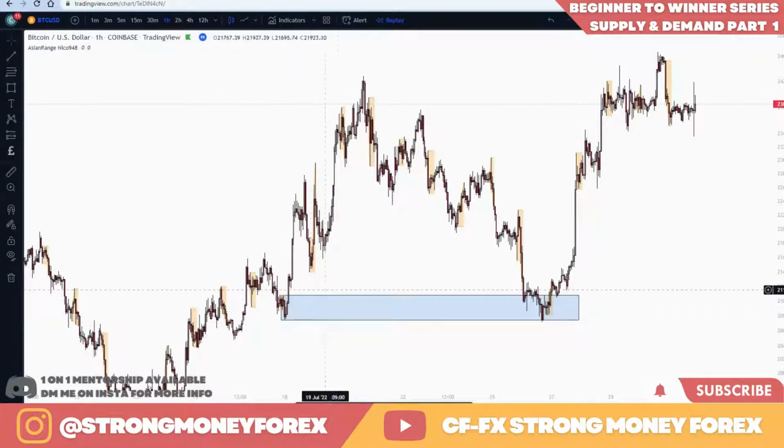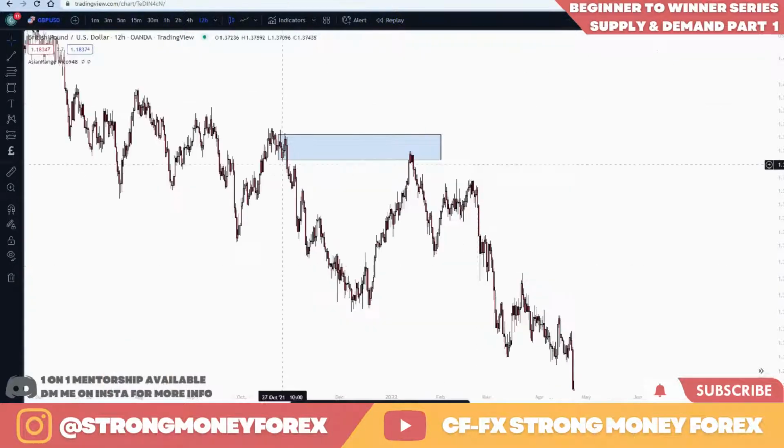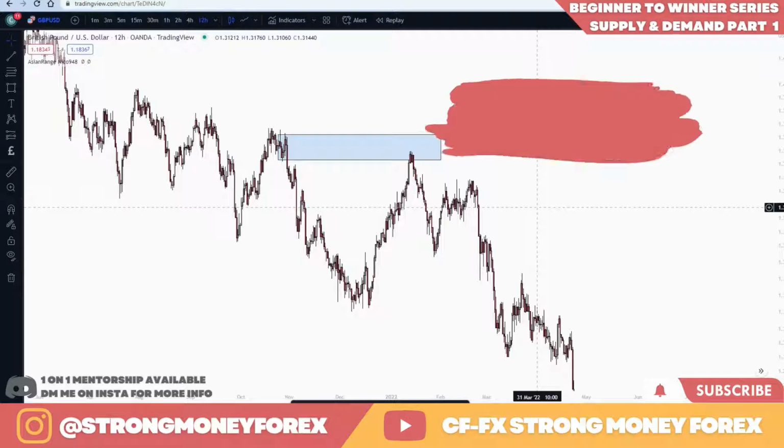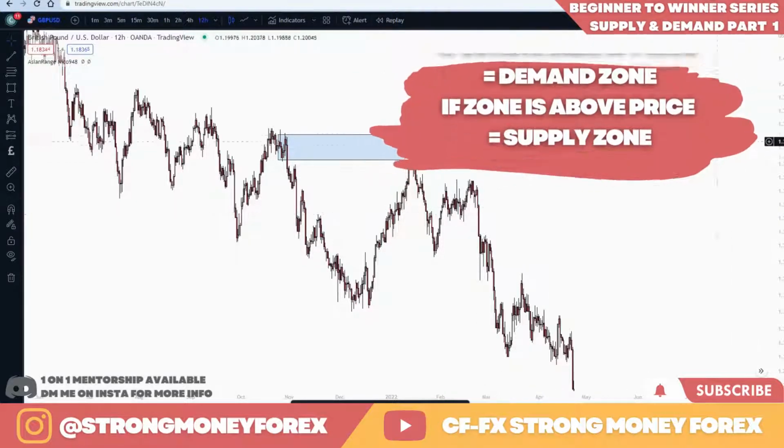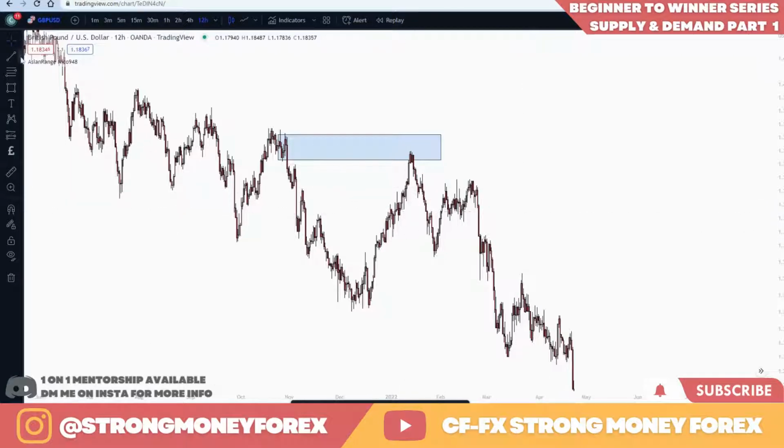So if the area is below price, we call it a demand zone. So this here is a demand zone. If the area is above price, it's called a supply zone. Now it's similar to support and resistance, okay? And it's ultimately the reason why support and resistance works.